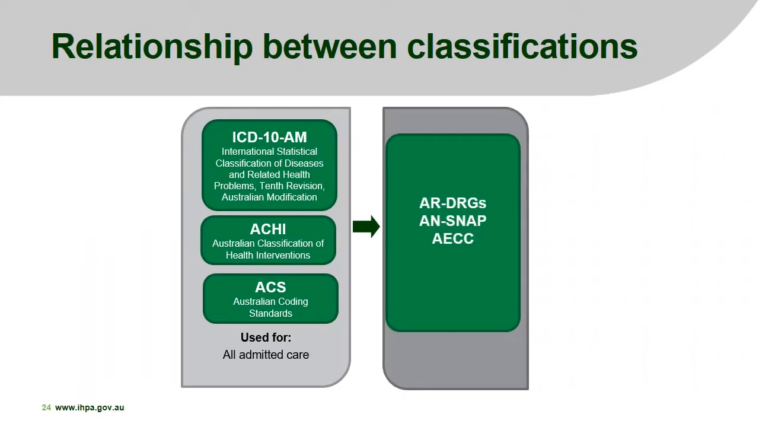Just to reiterate the relationship between the ICD-10-AM ACHI ACS classification system, which is used for all admitted care, to note that it is also used in AR-DRGs and SNAP, and also in the Australian Emergency Care Classification, where a subset of ICD-10-AM is used in the Emergency Department shortlist.